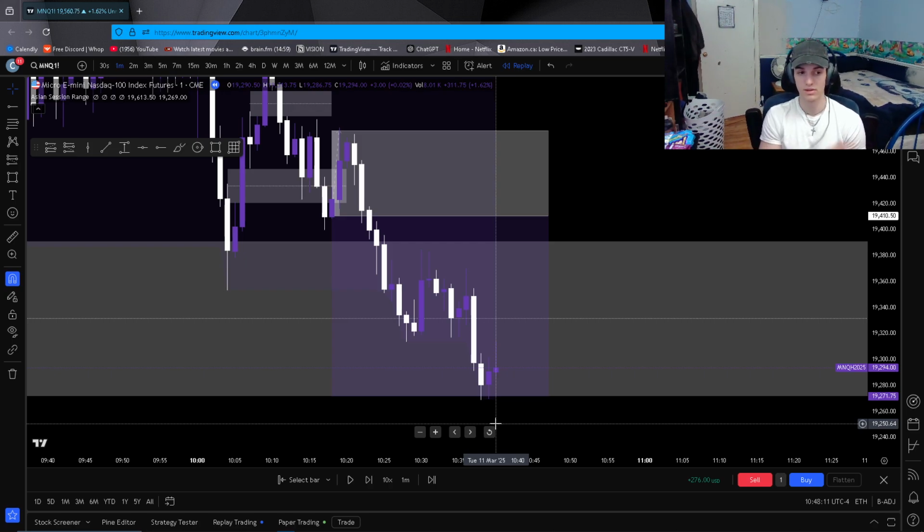This is an absolute A+ setup. First of all, let's go over all the steps, right? You start on the 1 hour and the 4 hour to determine your bias. If you are bullish, you are looking for a 15-minute liquidity sweep of lows. If you are bearish, you are looking for highs to be swept on the 15-minute.